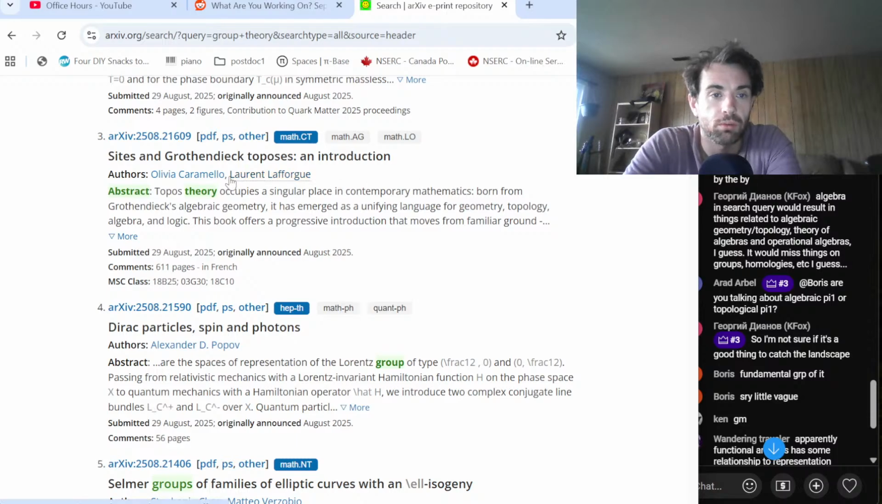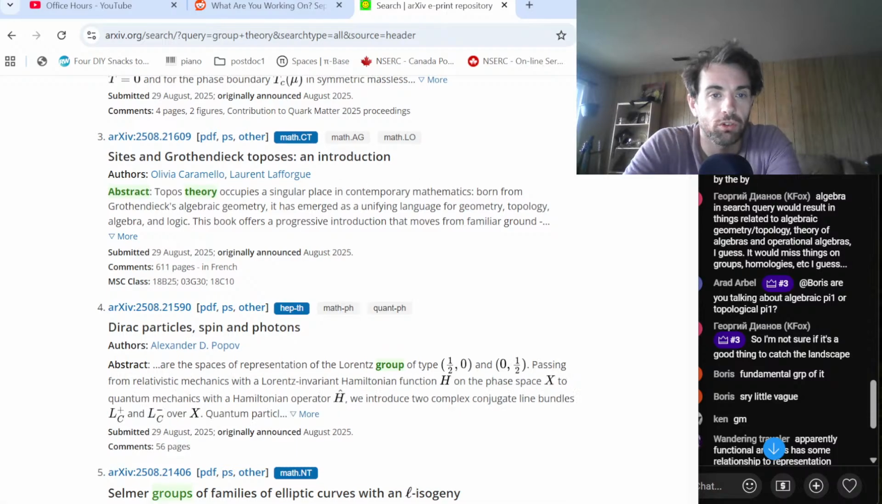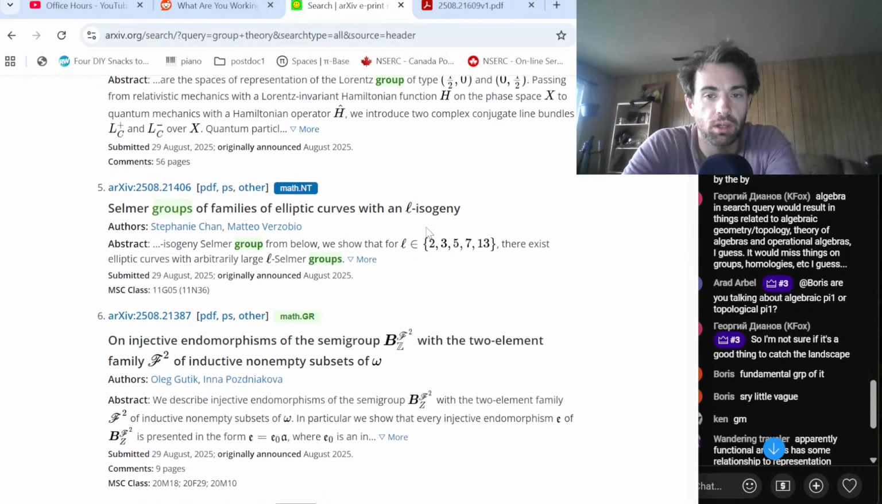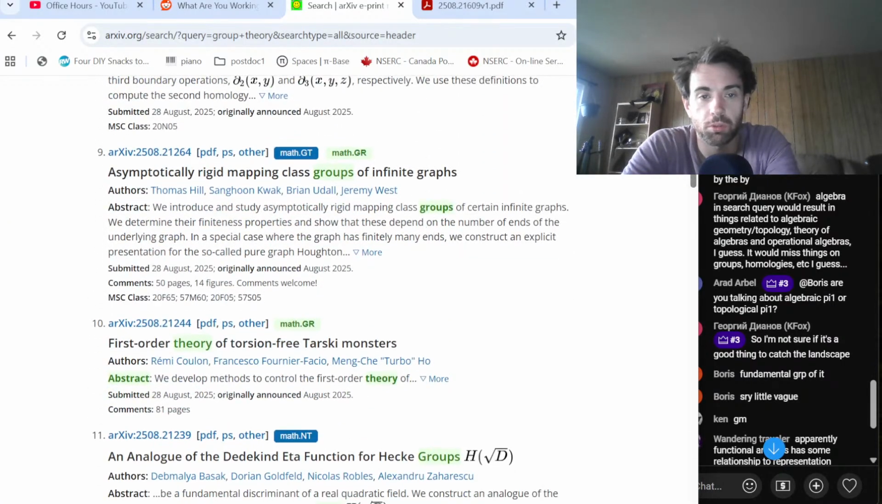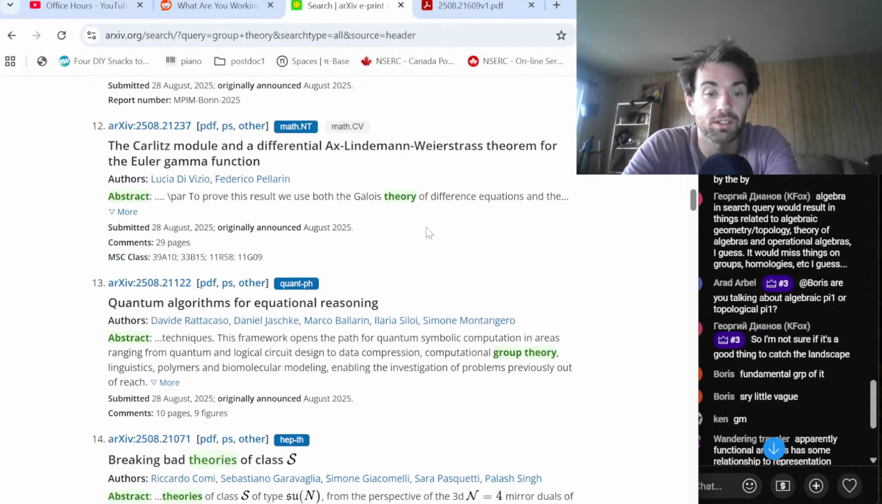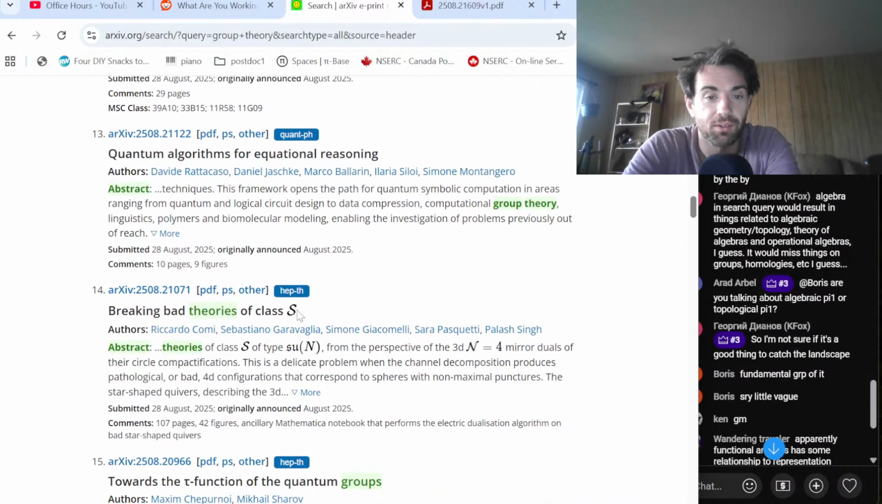Oh, Sites and Grothendieck Topos is an introduction from Carmelo and Laforgue. Okay, gonna check that out. But yeah, go to group theory and look at all this other crazy stuff that shows up in group theory. I mean, yeah, these things are nice. What an amazing title: Breaking Bad Theories of Class S.